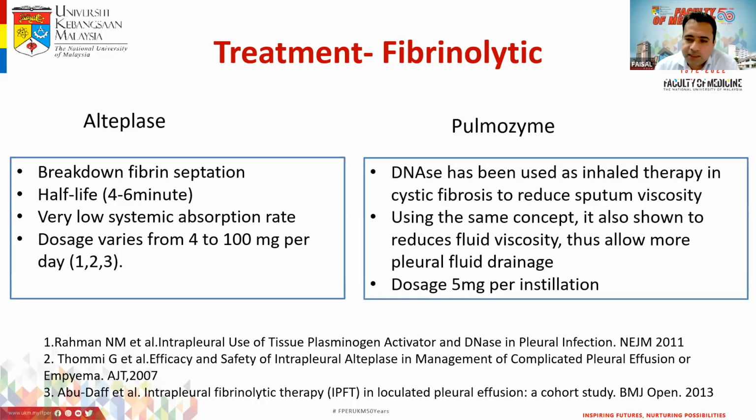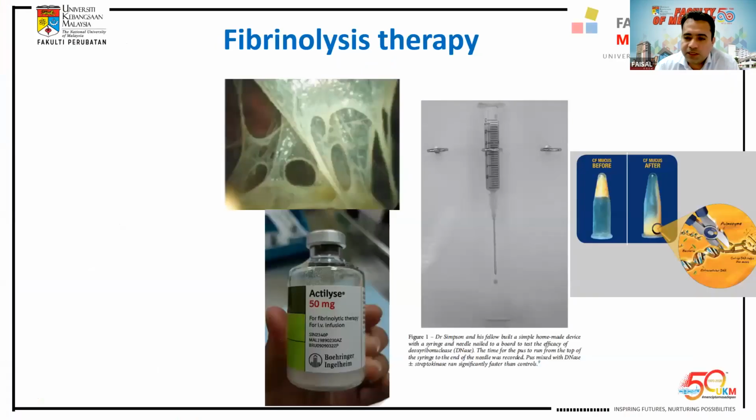And how does DNase come about in the treatment of pleural infection? Initially, it was used as an inhaled therapy in cystic fibrosis to reduce sputum viscosity. They did some studies using the same concept. It has also been shown that the same nebules of DNase, when given into the pleura, can reduce the fluid viscosity and allow for more pleural fluid drainage.